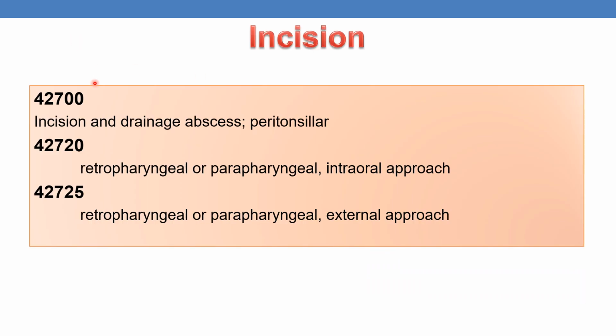Coming to incision, the first CPT is 42700. It deals with incision and drainage of abscess peritonsillar. For a peritonsillar abscess, you need to code 42700. If the abscess is retropharyngeal or parapharyngeal, intraoral approach, the CPT is 42720. And for incision and drainage of retropharyngeal or parapharyngeal abscess external approach, the CPT is 42725.